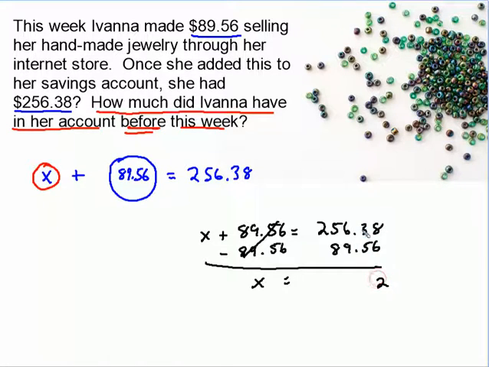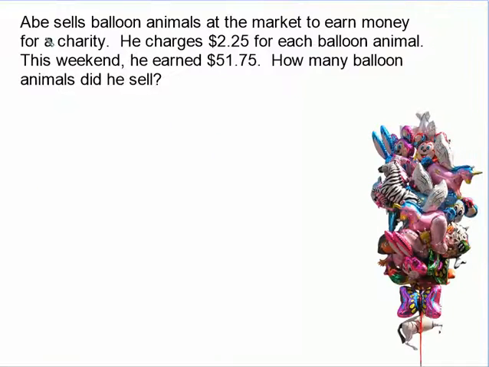6 from 8 is 2. We have to borrow 1 from here to get 13. That gives us 8. We have to borrow 1 from here. That gives us 15, which gives us 6. Again, we have to borrow 1 from here to give us 14, and that is 6 also, leaving us with 1. We bring our decimal point straight down, and she had $166.82.